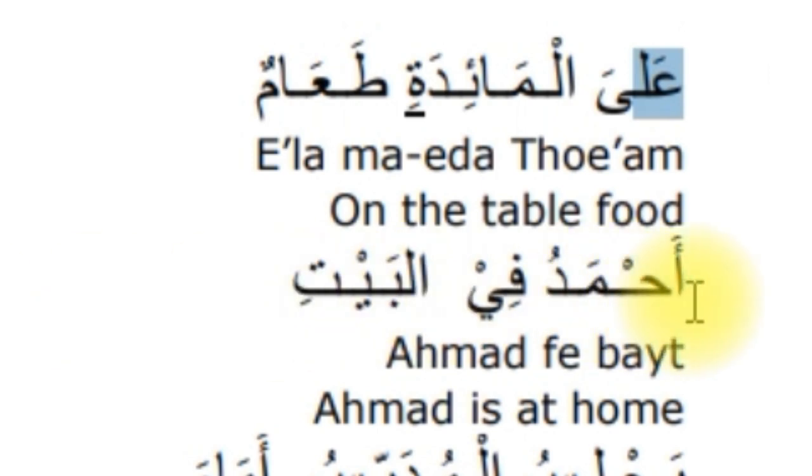حسن: أحمد في بيت. Ahmad is the name of a person. Fi is a preposition. Bait, house. Ahmad fi bait. Ahmad is at home. After the preposition fi, there will be a kasra, a stroke below the alphabet. Bait.